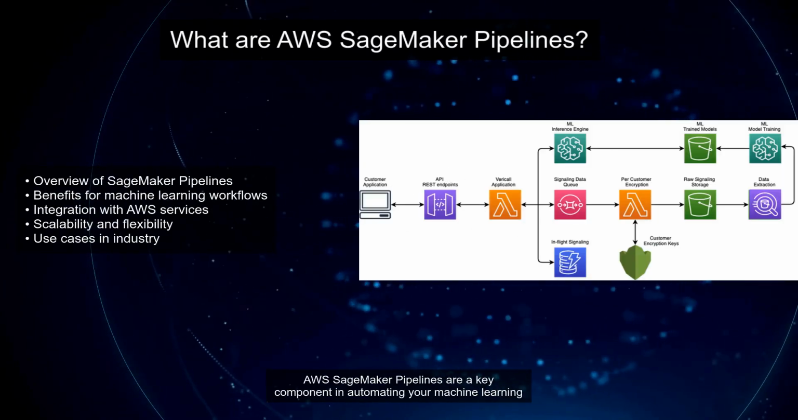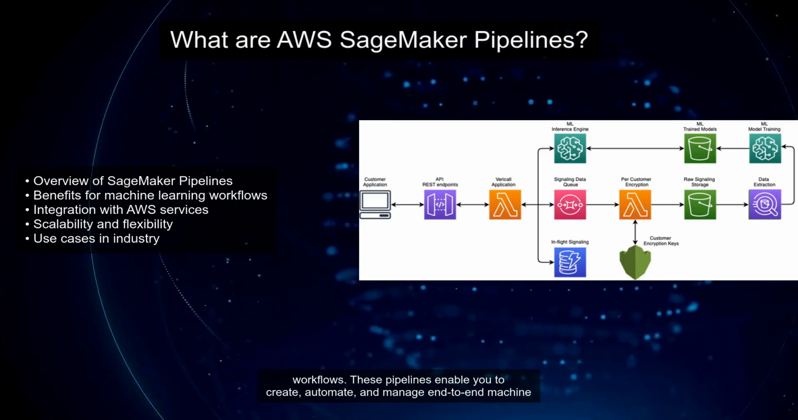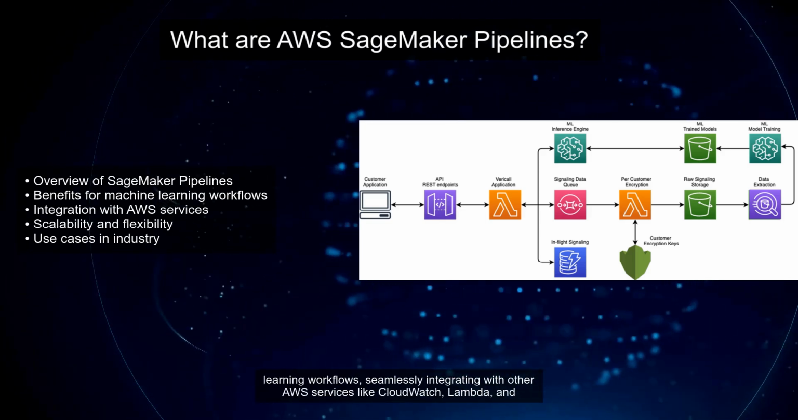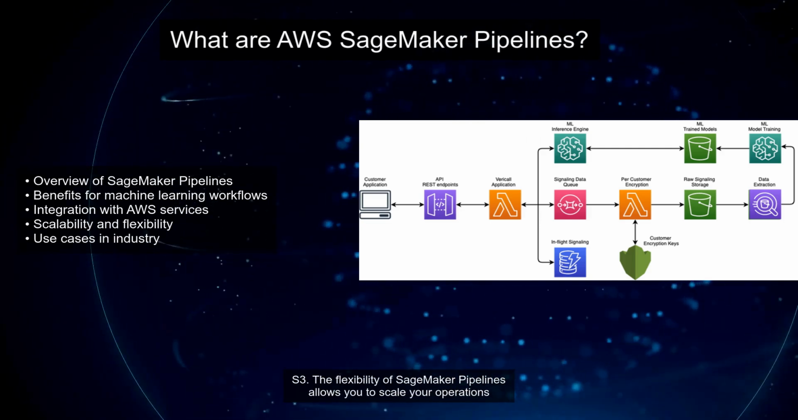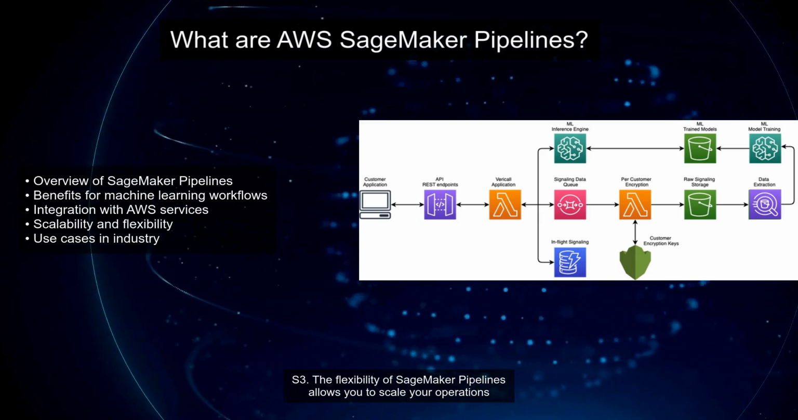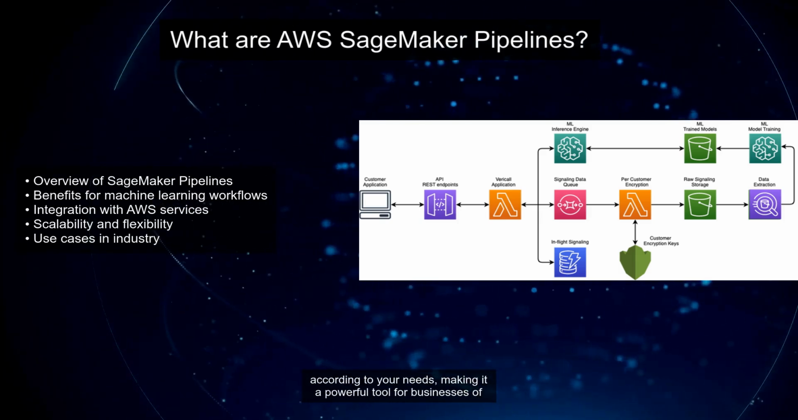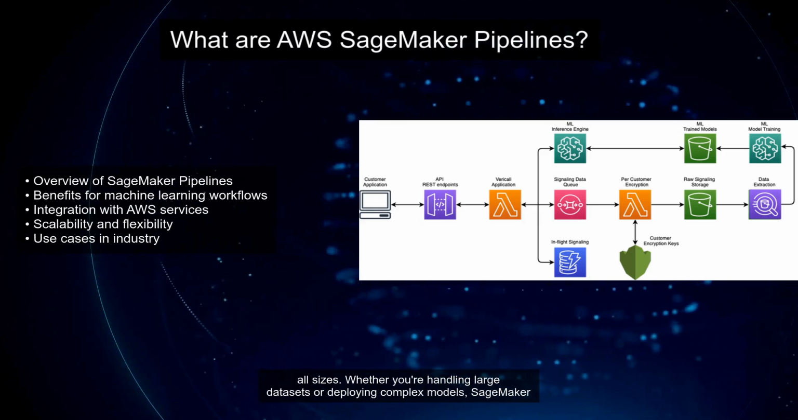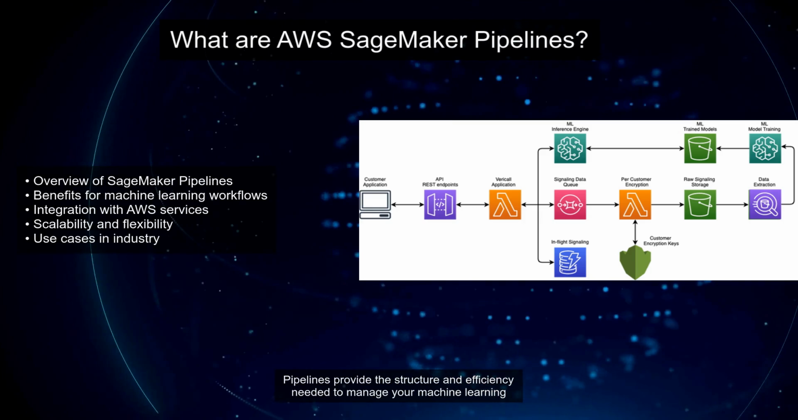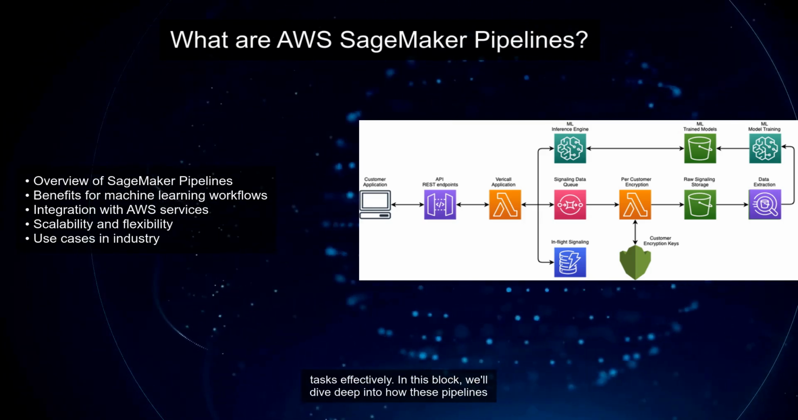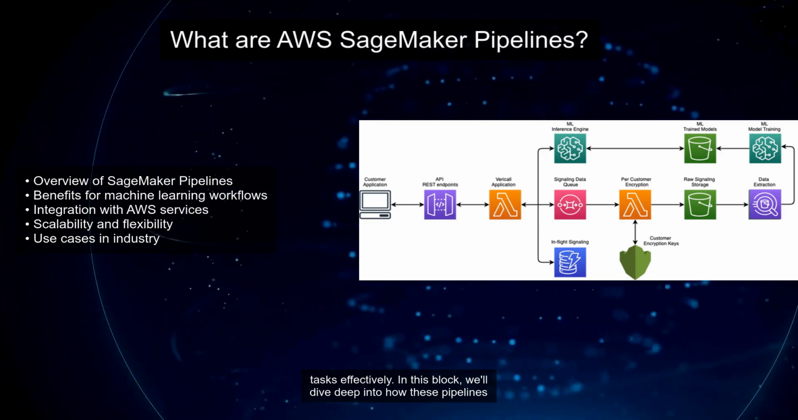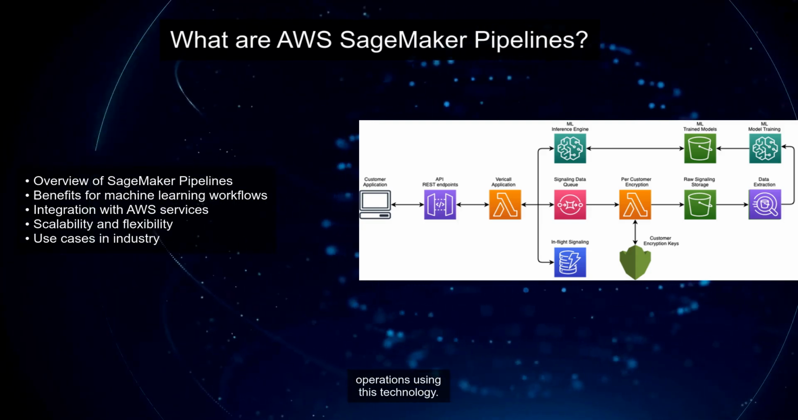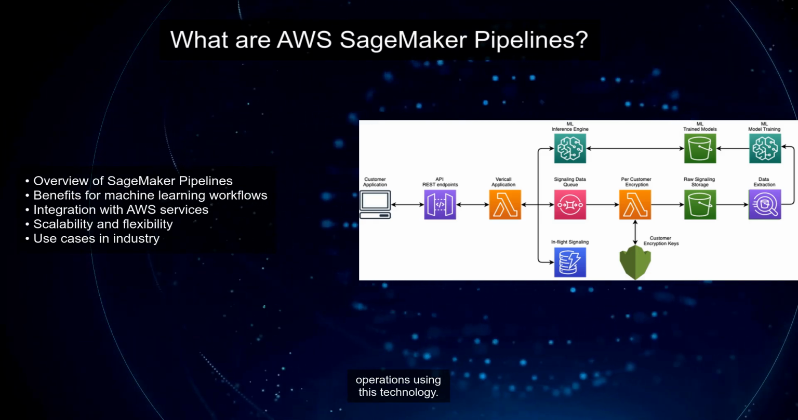AWS SageMaker pipelines are a key component in automating your machine learning workflows. These pipelines enable you to create, automate, and manage end-to-end machine learning workflows, seamlessly integrating with other AWS services like CloudWatch, Lambda, and S3. The flexibility of SageMaker pipelines allows you to scale your operations according to your needs, making it a powerful tool for businesses of all sizes. Whether you're handling large datasets or deploying complex models, SageMaker pipelines provide the structure and efficiency needed to manage your machine learning tasks effectively. In this block, we'll dive deep into how these pipelines work and explore some real-world use cases where companies have transformed their operations using this technology.